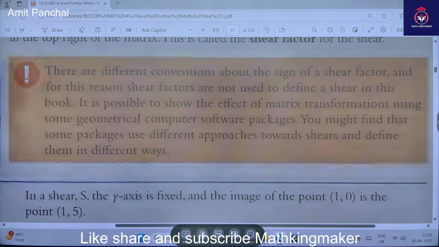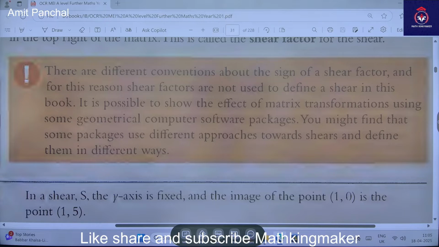There are different conventions about the sign of a shear factor, and for this reason shear factors are not used to define a shear in this book. It is possible to show the effect of a matrix transformation using some geometrical computer software packages. You might find that some packages use different approaches towards shear and define them in different ways.